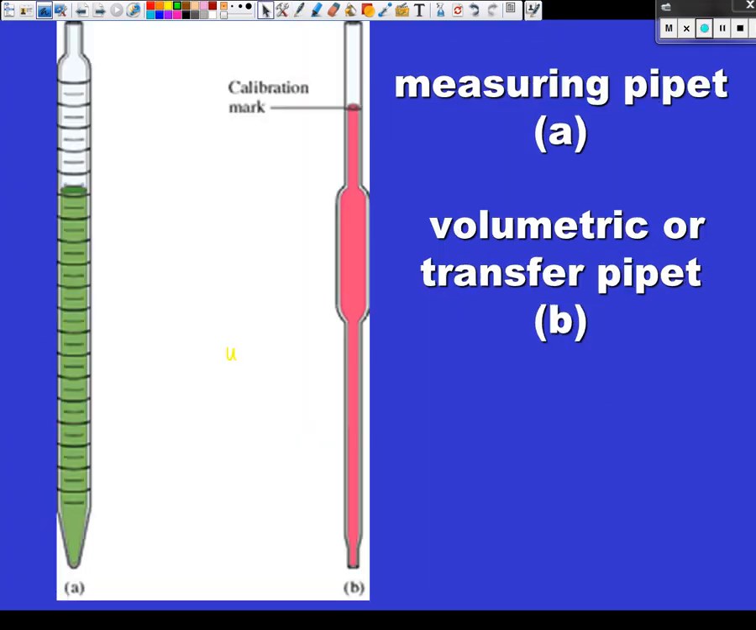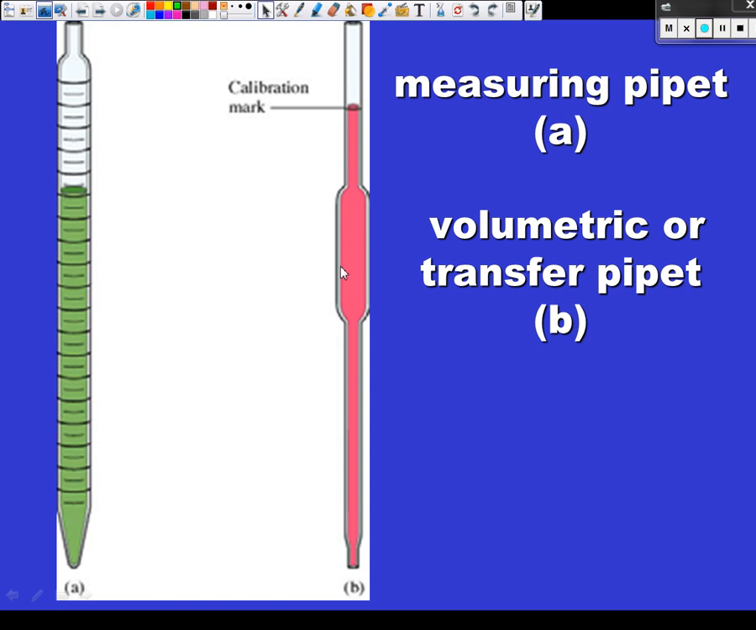Okay. So the volumetric or transfer pipette, like I said, we don't have any of those, but that's what they look like. So notice what it says at the top. It says a calibration mark. Now do you understand why I say volumetric pipette? Do you remember the volumetric flask had that one little line that represented how much was in there? So it's the same concept, smaller version.